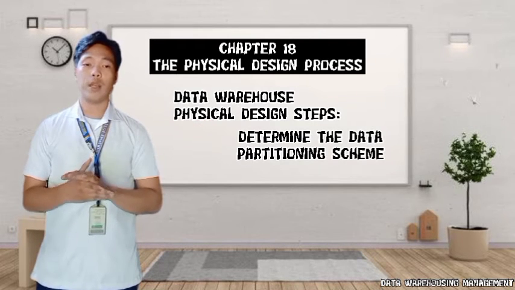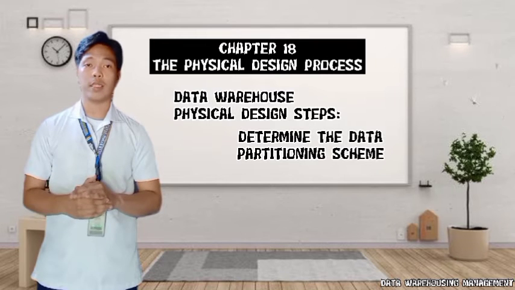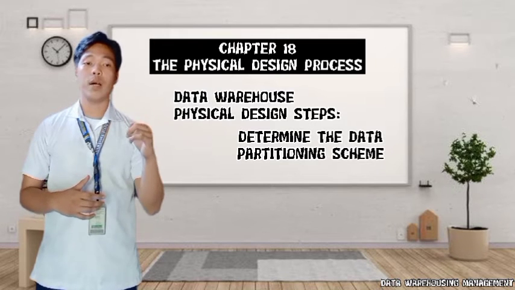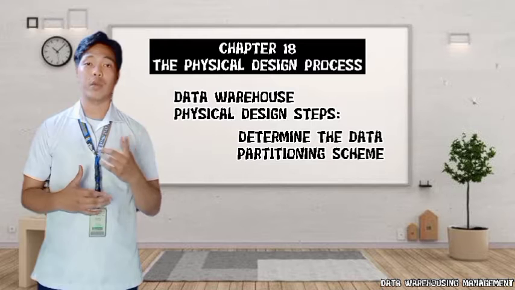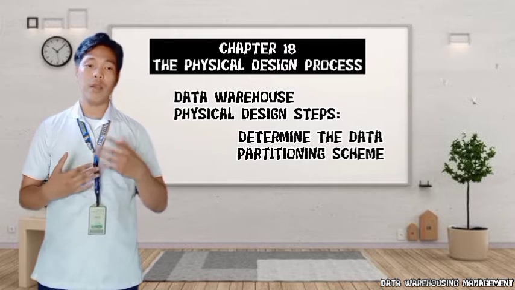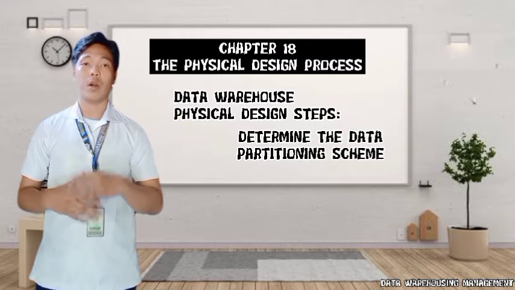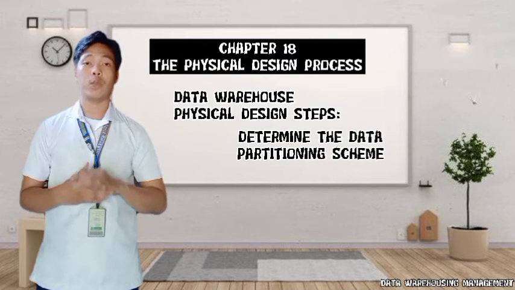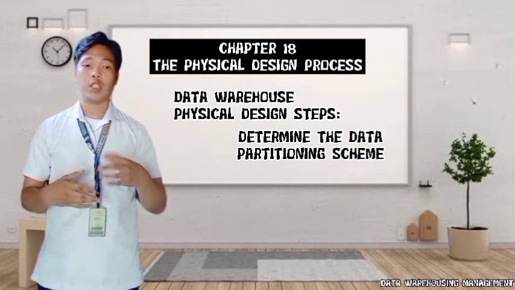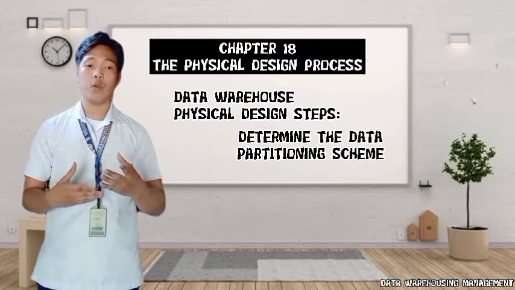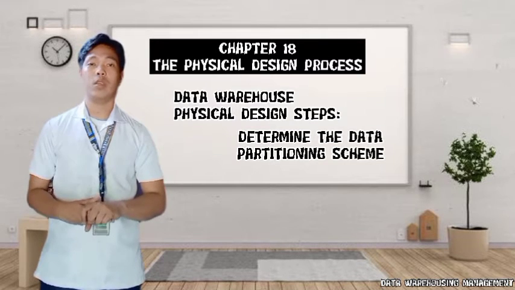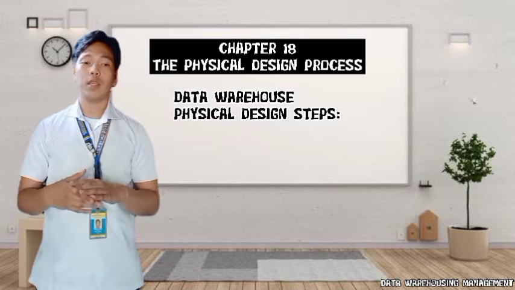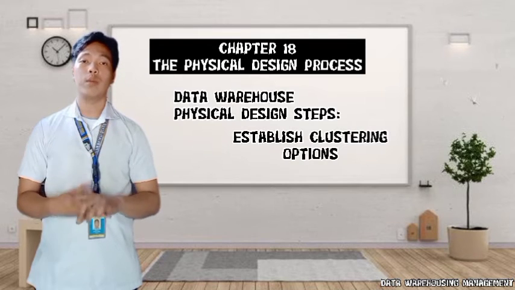The third step is determine the data partitioning scheme. You must consider partitioning options for each fact table. Should some be partitioned vertically and others horizontally? You may find that some of your dimension tables are also candidates for partitioning. Product dimension tables are especially large. Examine each of your dimension tables and determine which of these must be partitioned.